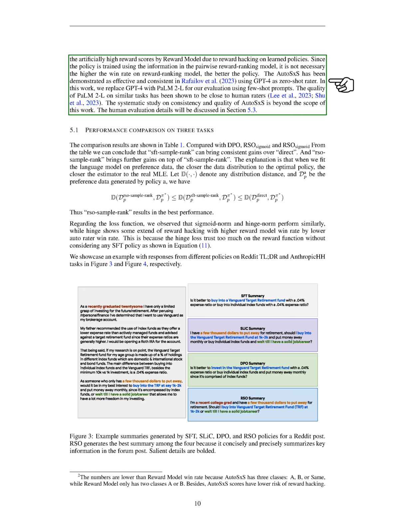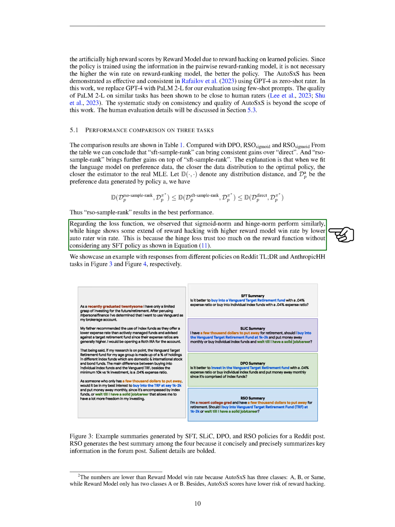We found that the SFT sample rank consistently outperforms the direct method, and the RSO sample rank further improves upon the SFT sample rank. This is because when we fit the language model on preference data, the closer the data distribution is to the optimal policy, the closer the estimator is to the real maximum likelihood estimate. Therefore, the RSO sample rank results in the best performance.